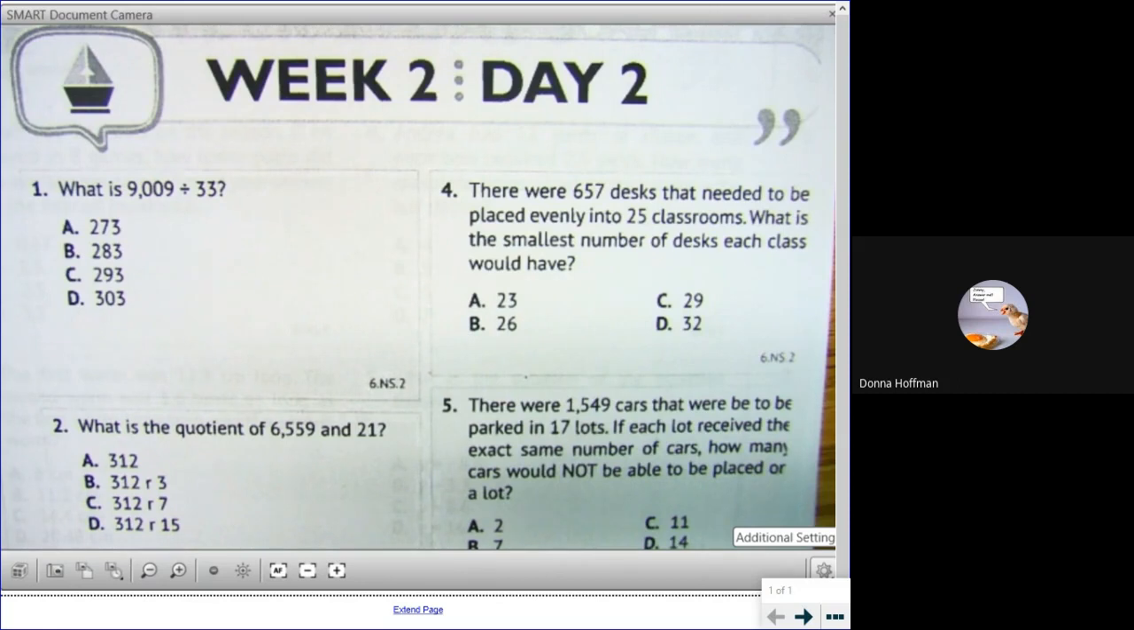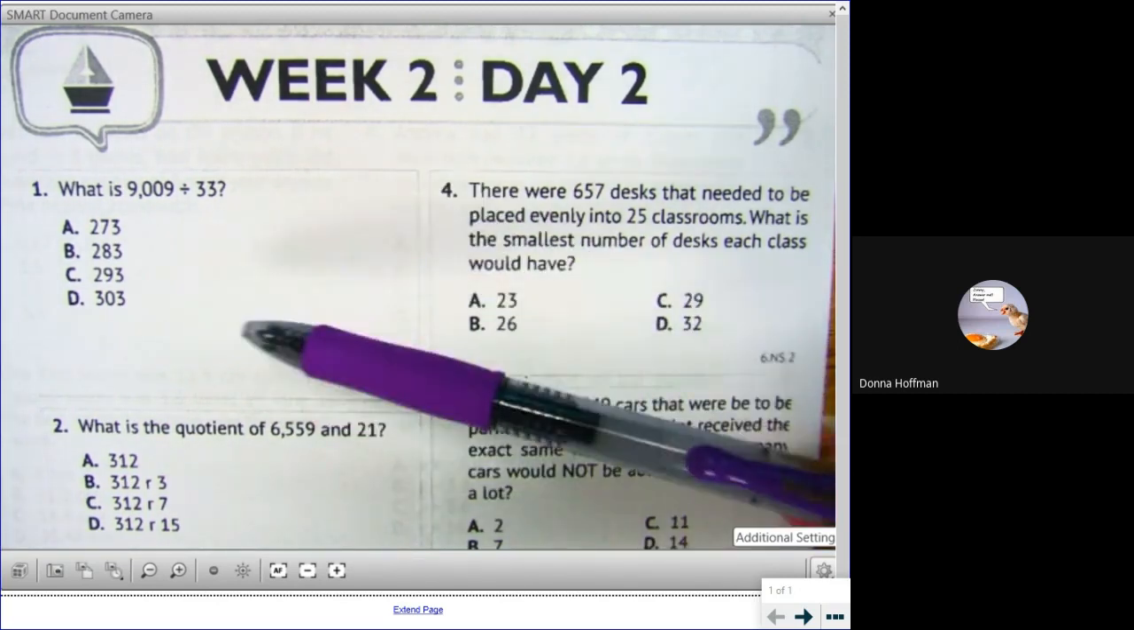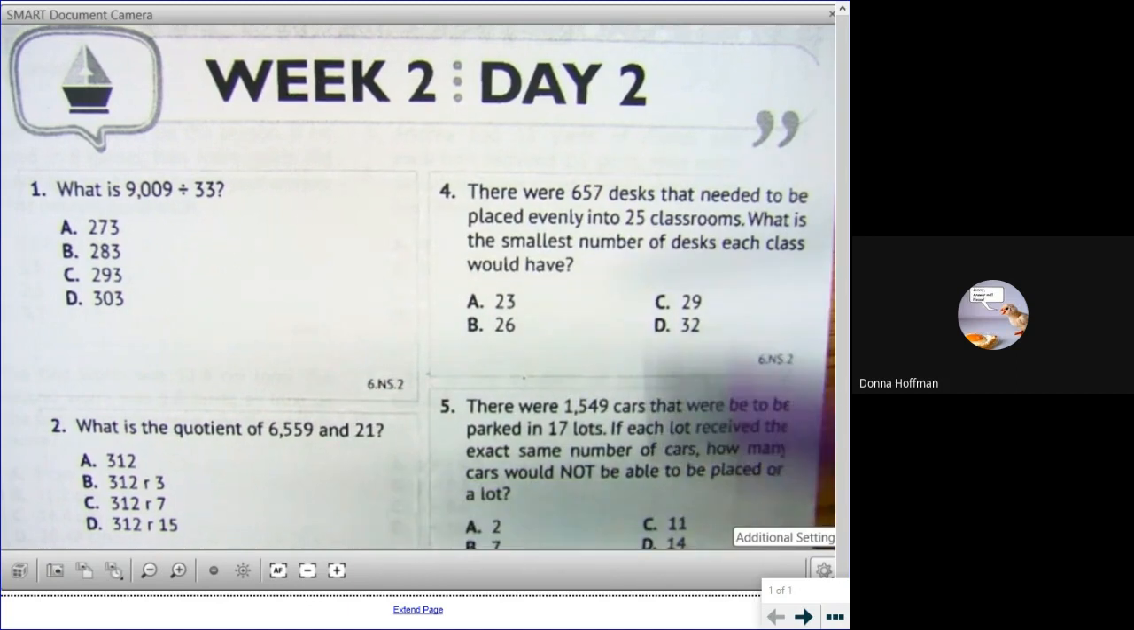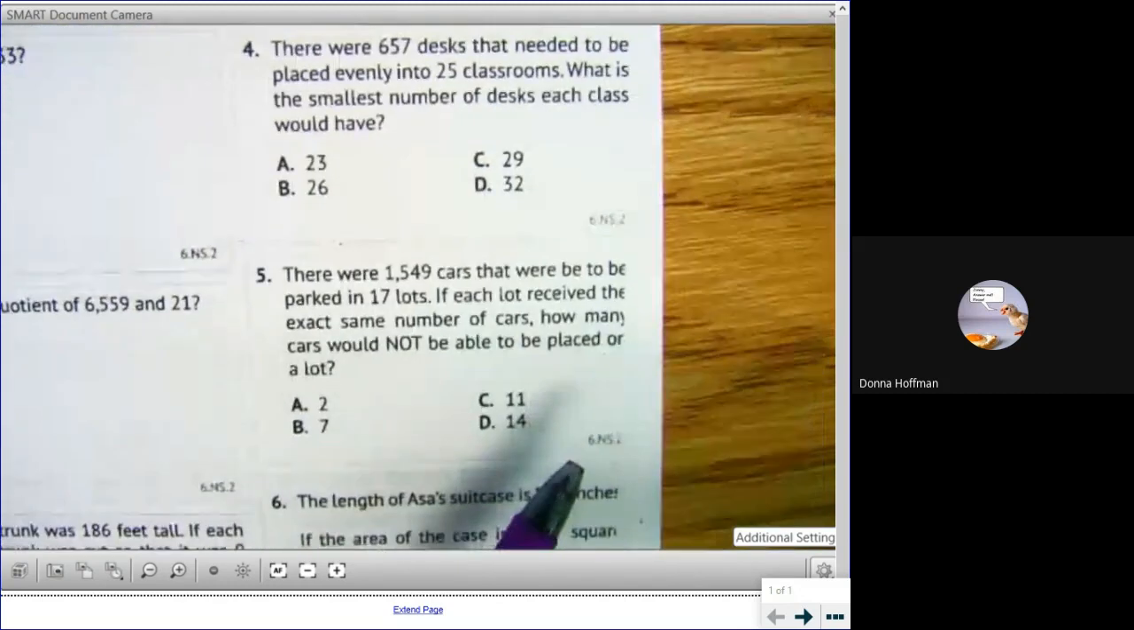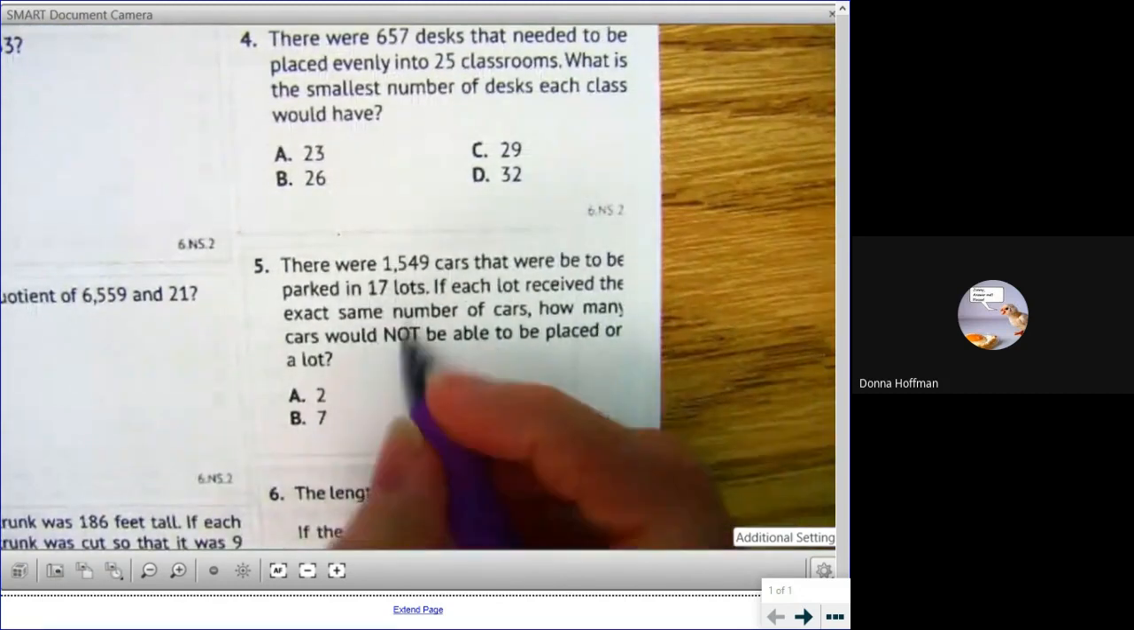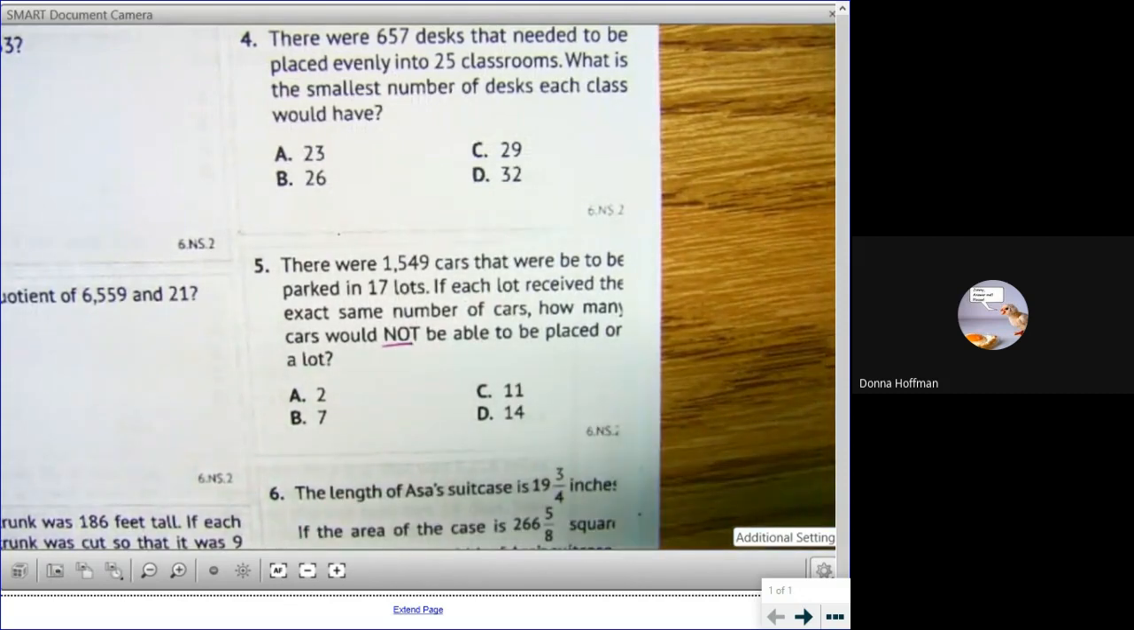If you watched week 2, day 1, I gave you a lot of helpful hints on how to do long division, and you can apply those helpful hints to number 1, 2, 3, 4, and 5 here. It's just straight up long division, and you have to be careful of what question they are asking you. Like for number 5, it's asking you how many cars would not be able to be placed on a lot.